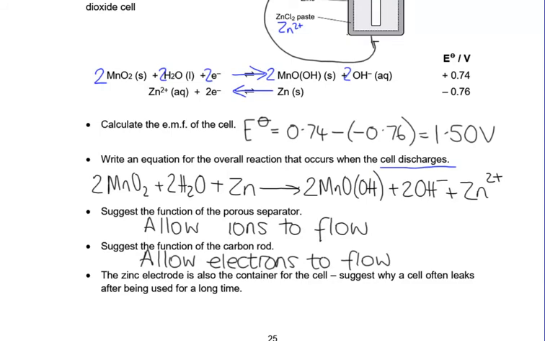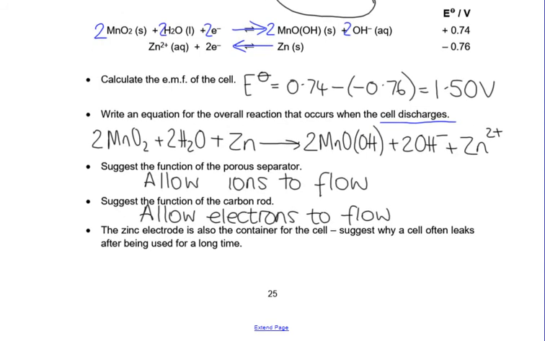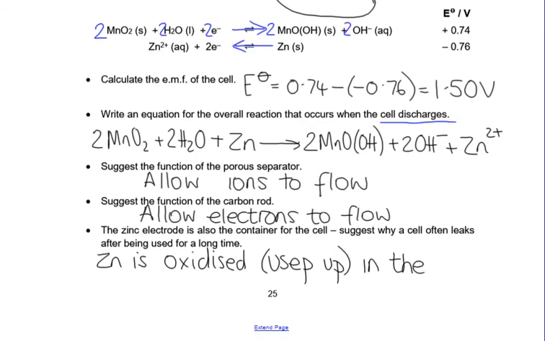Now the zinc electrode is also the container of the cell. Suggest why the cell might leak after a long period of time. So if you've ever seen a battery that's gone a bit crusty around the edges, what's that about? So look at your overall equation, what's happening to the zinc in the reaction as it's being used up? So the Zn is oxidised, and so it won't be there at the end.